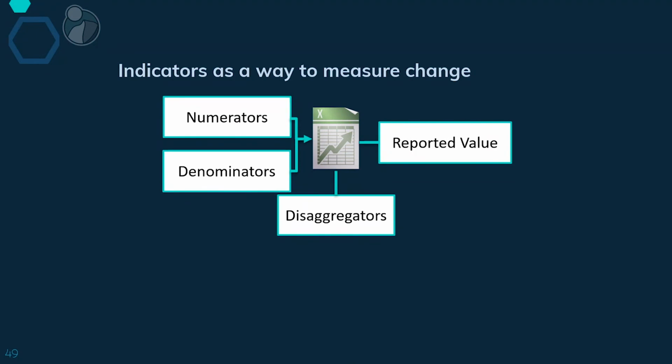One other important attribute of this is what we call a disaggregator. So an aggregator is a way for us to bring data together, and a disaggregator is a term for us to break that data apart.